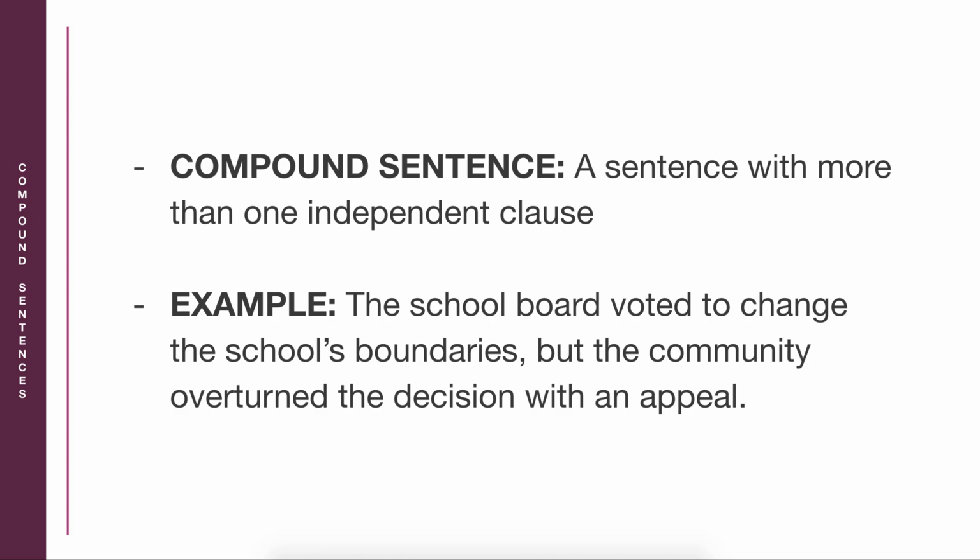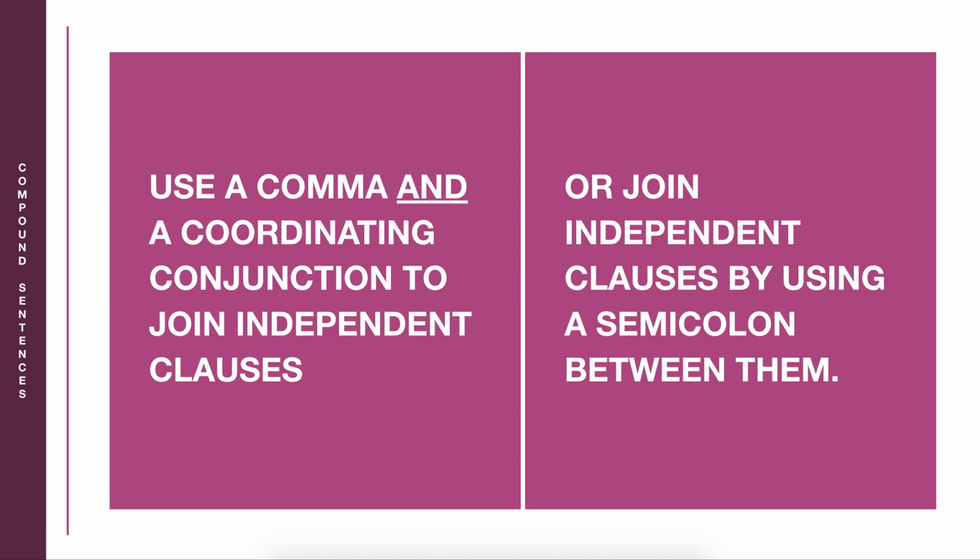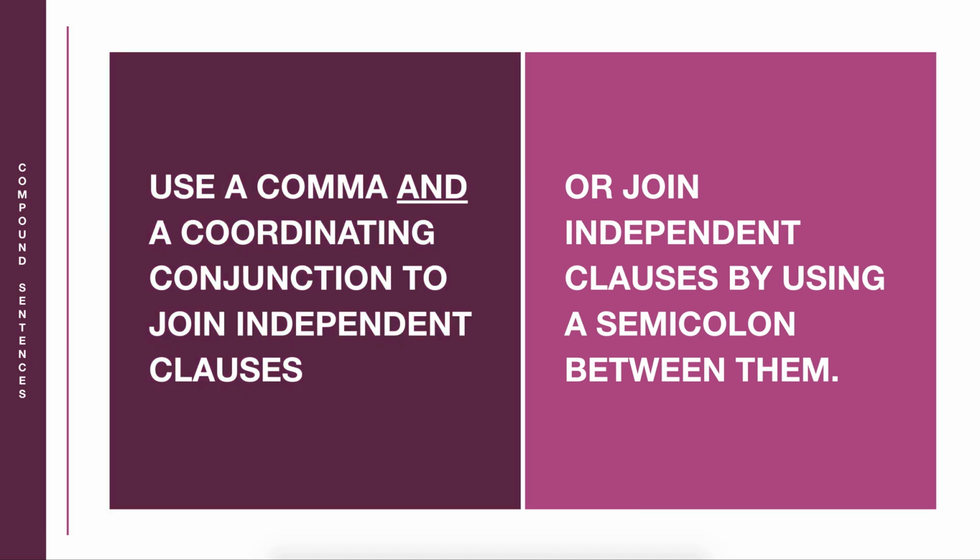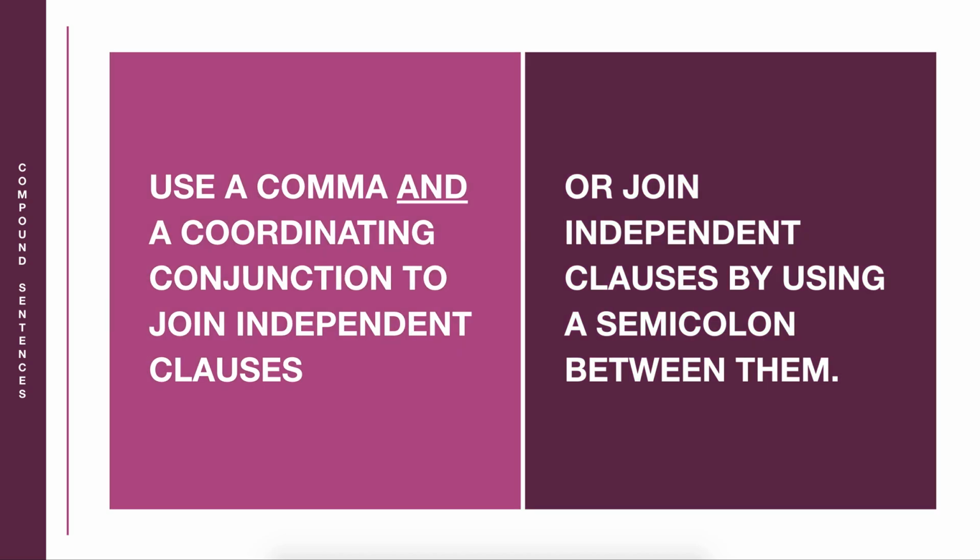So with compound sentences, what we have is two independent clauses that are joined together either with a comma and a coordinating conjunction or with a semicolon. And we're going to look at those differences. First off, the first way that you can combine independent clauses correctly is you can use a comma and a coordinating conjunction. The second way is that you can put a semicolon between the two independent clauses. And if you use a semicolon, you no longer need a coordinating conjunction.